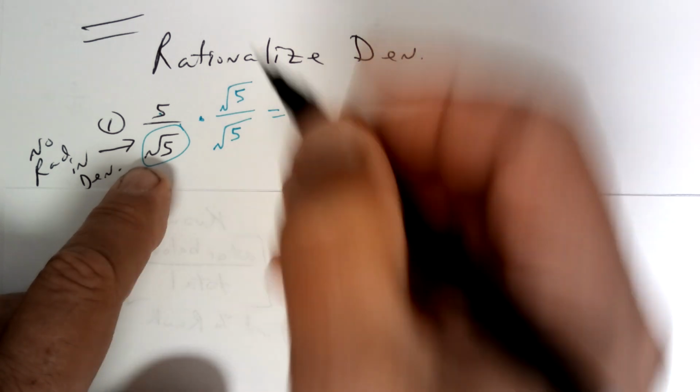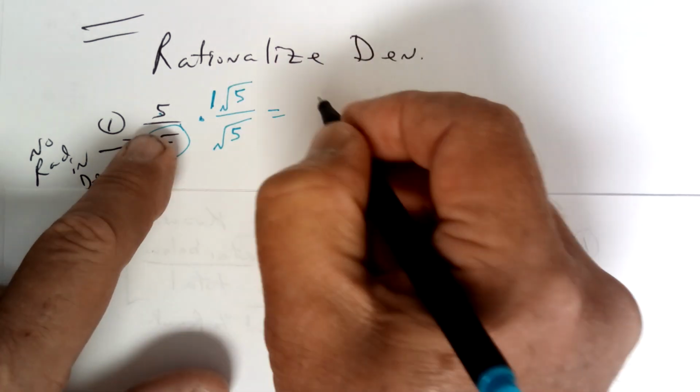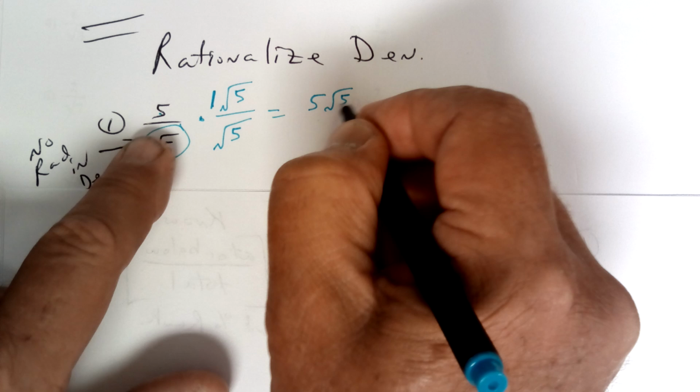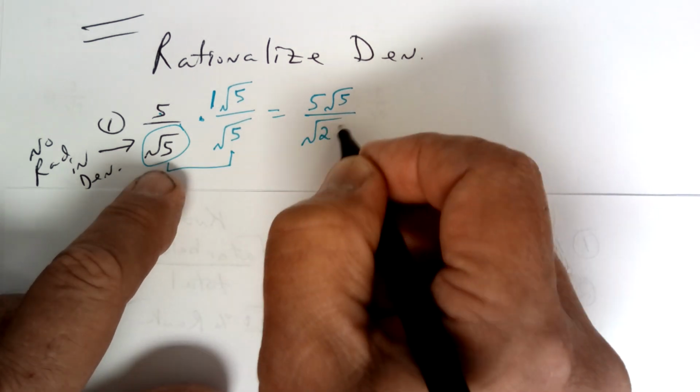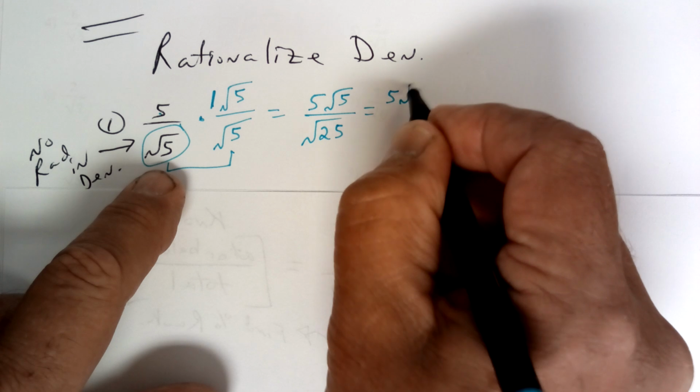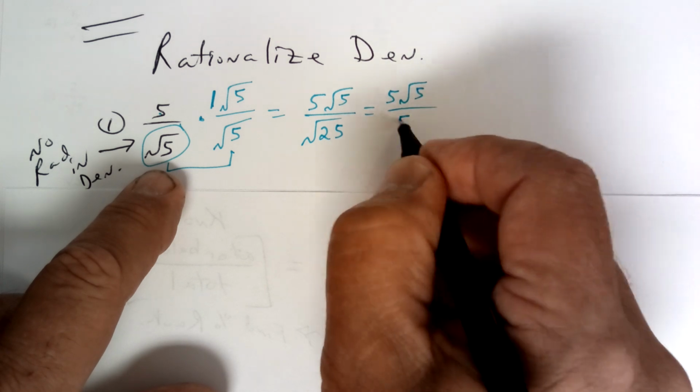Remember there's a 1 here. So 5 times 1 is 5 square root of 5. Both of these are inside, so that gives you the square root of 25. The square root of 25 is perfect, so you're going to get 5. And there's your answer right there.